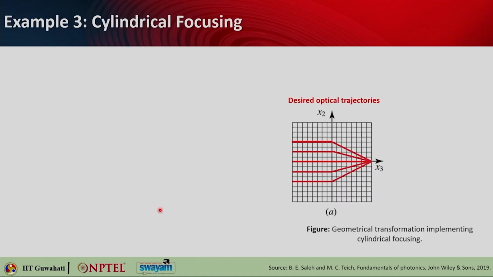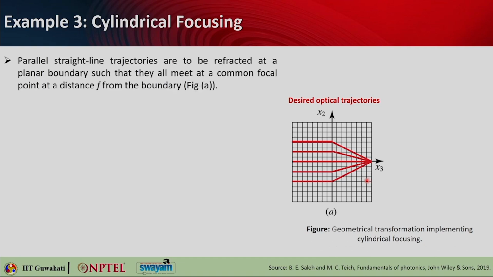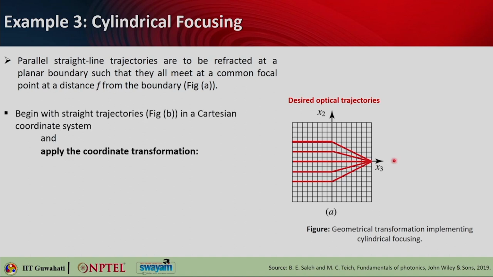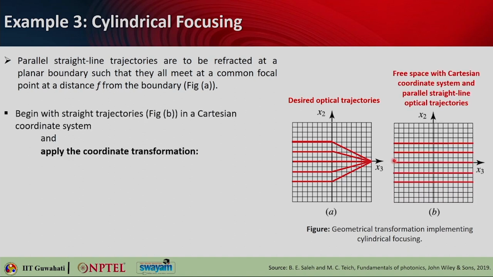and you will get the same effect. The third example shows cylindrical focusing. So again here you have a planar interface, but this is the desired optical trajectory. So you want to achieve a cylindrical focusing functionality. So what you have are parallel straight line trajectories on the left side that need to be refracted from a planar boundary, so that they meet at a focal point, say capital F, at a distance of small f from the boundary. So first what you will do, you consider this as a free space.